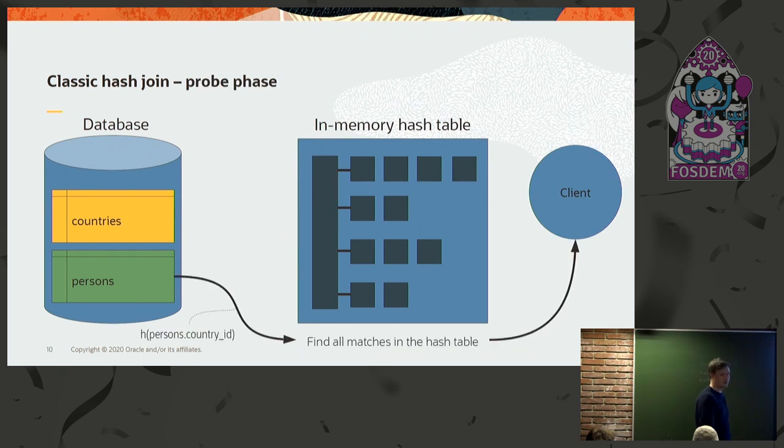The next phase is called the probe phase, and the other table is called the probe table. For each row in the probe table, you create a hash table lookup key using the part from the join condition that belongs to the probe table. And for each match you can find in the hash table, you return a joined row to the client, or to the output, or the next step in your execution tree. Once all the rows from the probe input have been read, the join is complete.